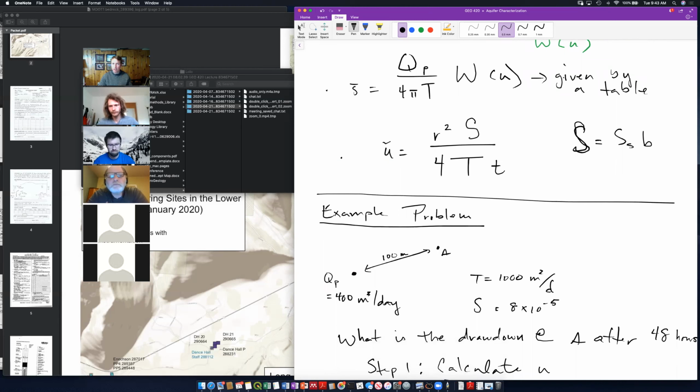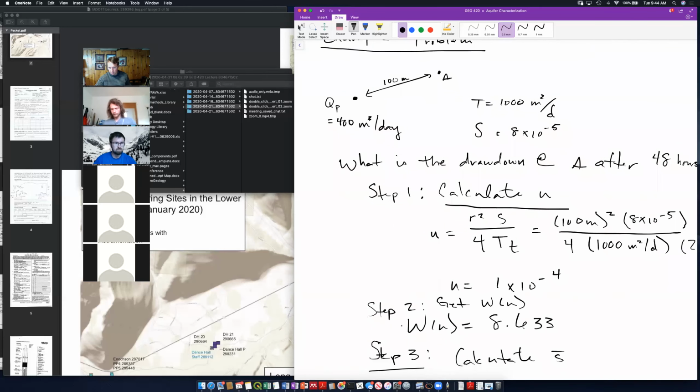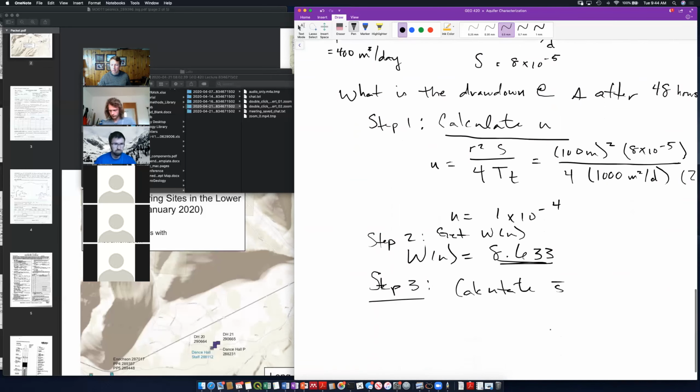All right, so now we're going to calculate drawdown using the Theis equation. You've got W sub u here. You've got transmissivity. You've got the pump rate. So what is my drawdown? Or what is W(u)? 8.633. Let me rewrite the Theis equation here.